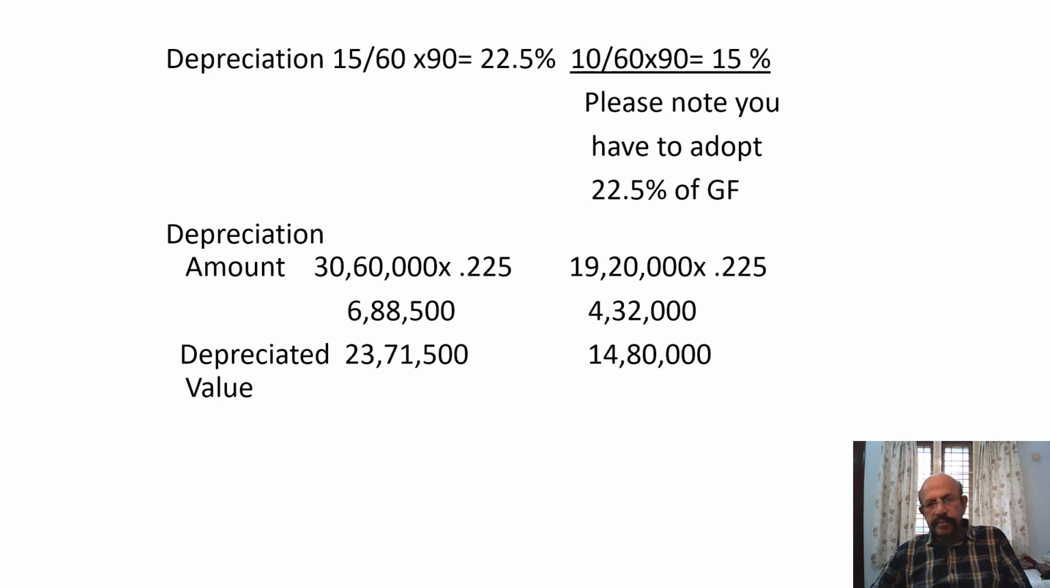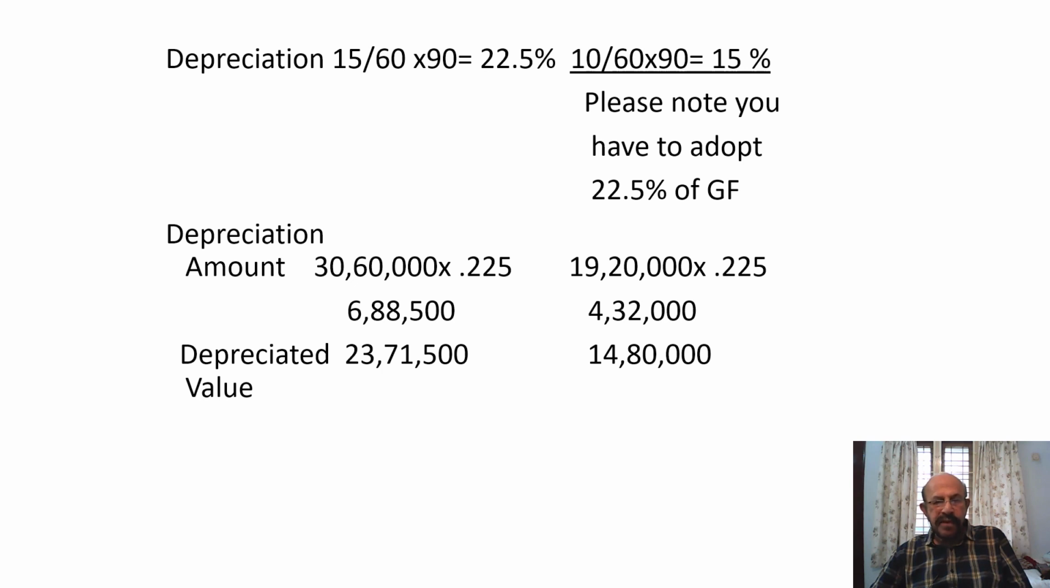So depreciation, ground floor, 15 by 60 into 90 is equal to 22.5%. And first floor, age is 10, 10 divided by 60 into 90, 15%. But please note here also, because the ground floor was constructed earlier and the life depends upon the age and total life of the first floor, the ground floor will attain the full life before the first floor attains it. So the 15% depreciation cannot be admitted. The first floor will also have the same depreciation as the ground floor, equal to 22.5%.